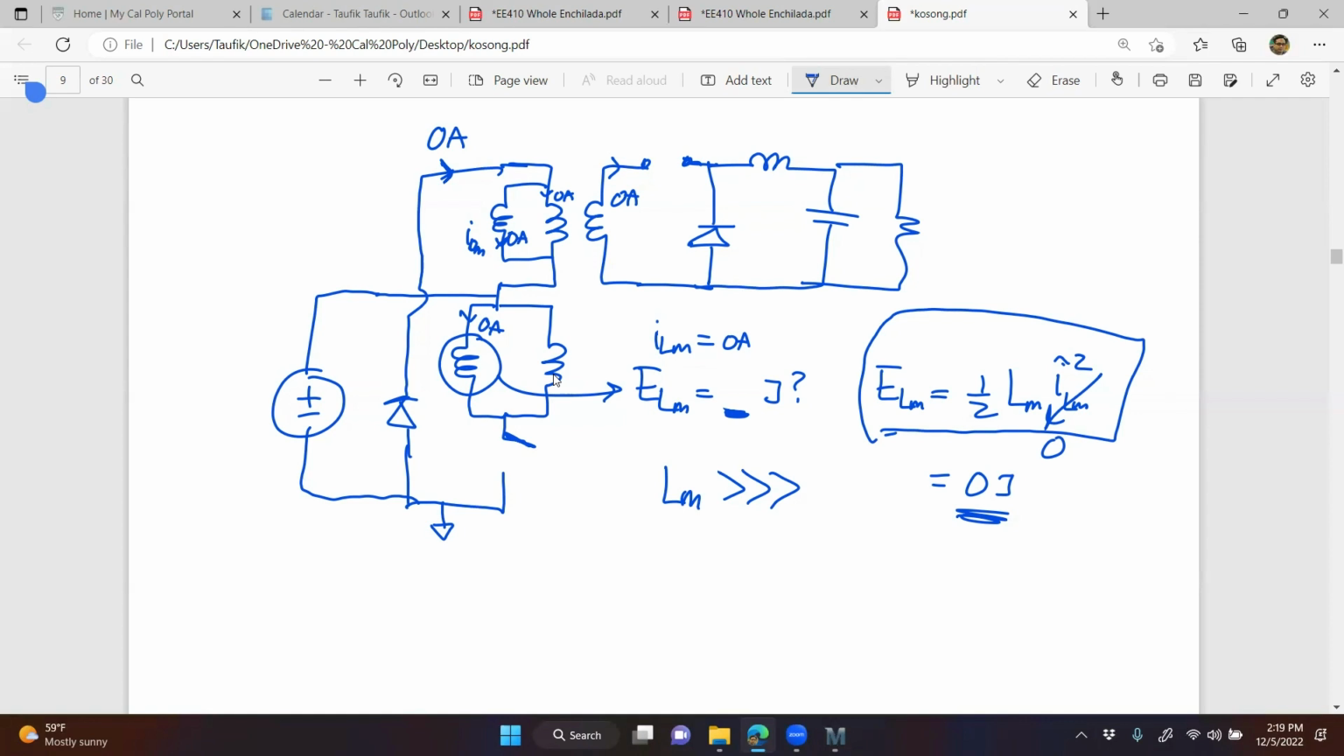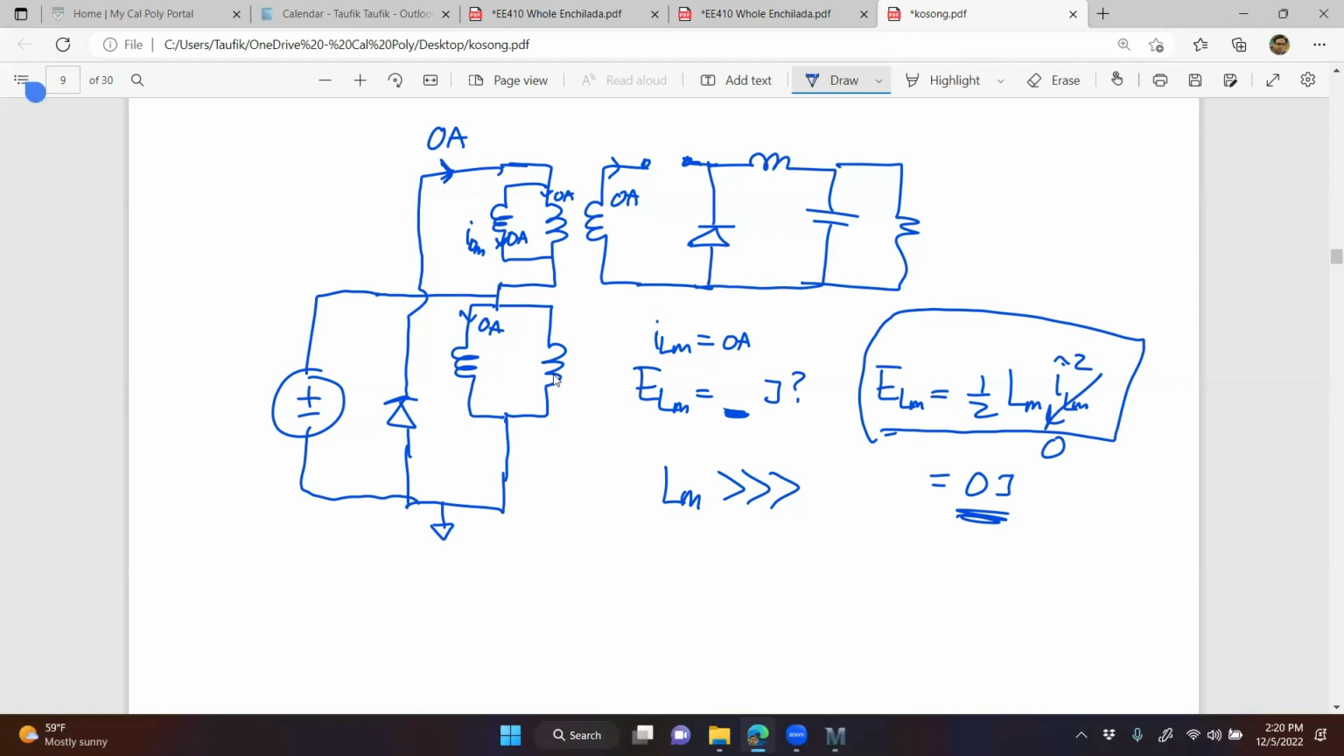Okay, but it doesn't have any energy, right? It doesn't have any energy stored, so therefore there's no current through Lm here. And the first case that we did, when the Lm was super big, is when the switch was still on, right? Yeah, so it doesn't matter if it's big or small. When the switch is on, right here, we are charging Lm.